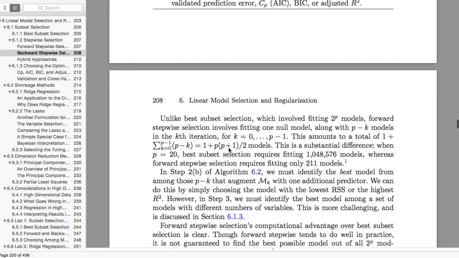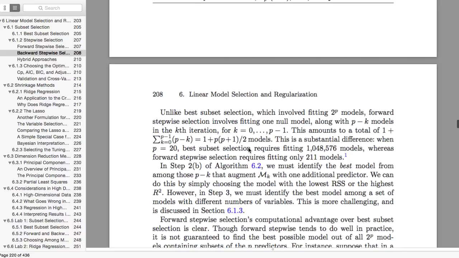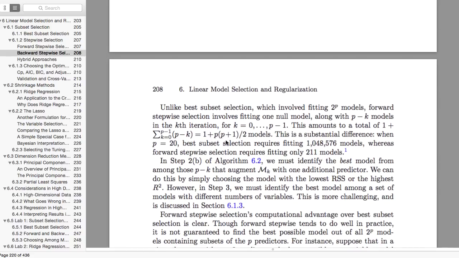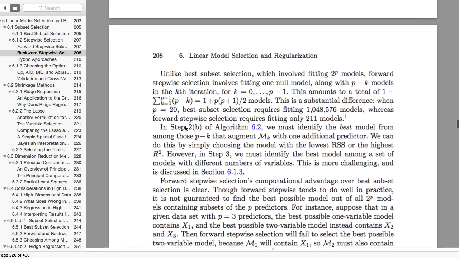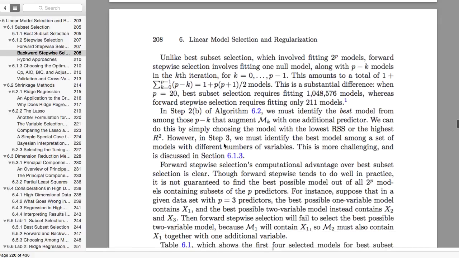So it reduces the possibilities. Instead of fitting 2 to the p models, we're going to fit 1 plus p times p plus 1 over 2 models. So for p equals 20, instead of fitting 1,000,000 models, we would fit 211 models. Let's check that: yes, 211 models. This looks reasonable.